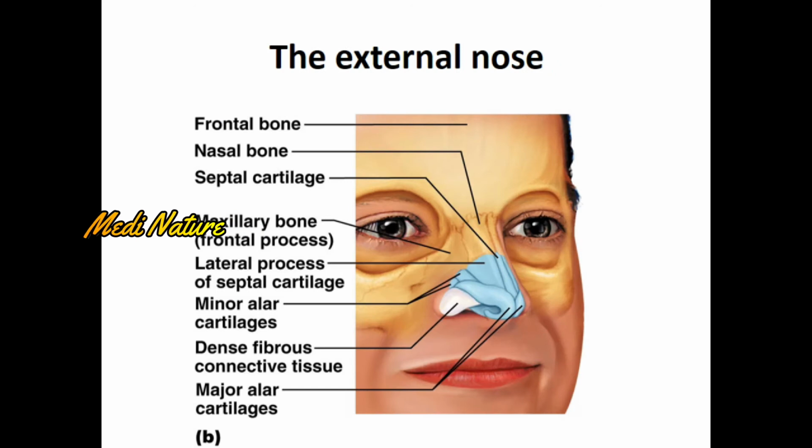This is the external nose. You don't have to remember one by one. Just get an idea of how it is formed, that you can see part of it is formed by bones and the other part is formed by cartilages.